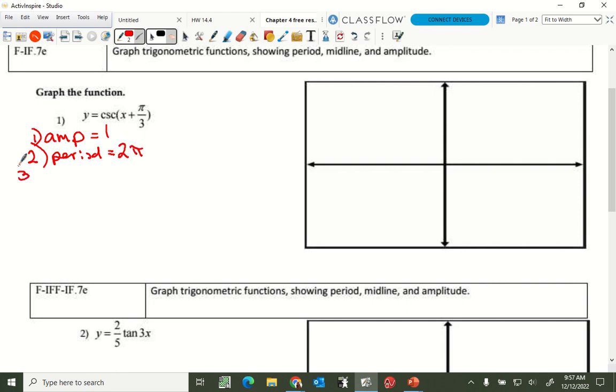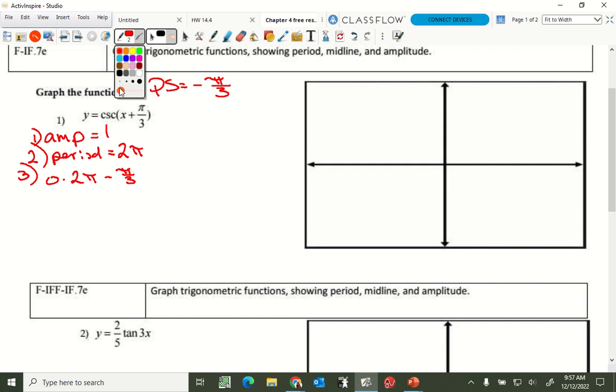And step 3 is my parts. Now, does this one here have a phase shift? Yeah. My phase shift is negative pi over 3. Remember, it's opposite. So it's minus my PS. So it's going to be 0 times 2 pi minus pi over 3.